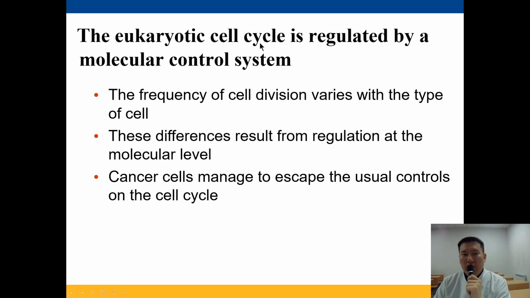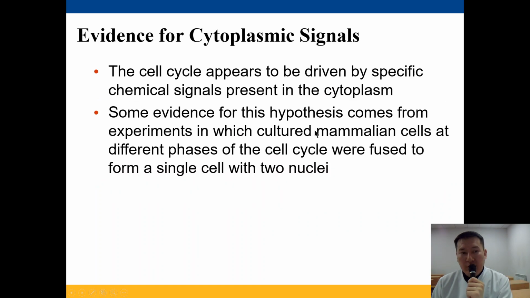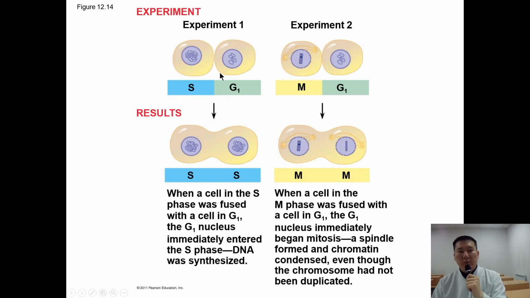The eukaryotic cell cycle is regulated by a molecular control system. The frequency of cell division varies with the type of cell. These differences result from regulation at the molecular level. Cancer cells manage to escape the usual controls of the cell cycle. Evidence of cytoplasmic signals: the cell cycle appears to be driven by specific chemical signals present in the cytoplasm. Some evidence for this hypothesis comes from experiments in which cultured mammalian cells at different phases of the cell cycle were fused to form a single cell with two nuclei, as shown in this experiment.